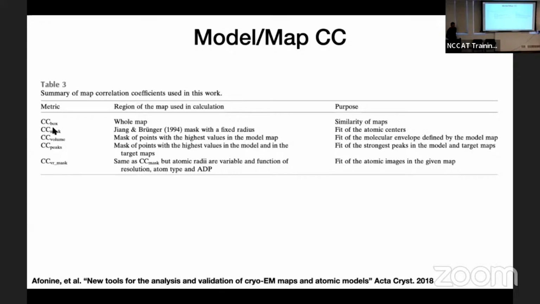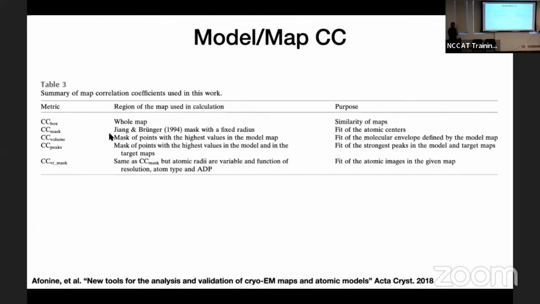There are a few different versions of these. I've got the reference here at the bottom, so perhaps I'll leave it to you to read a little more about these if you'd like to know more details. CC mask is probably the most widely cited one, and this essentially uses a mask around the model you've built and compares it with your map. Typical values for a well-refined structure are quite variable, but commonly in the 0.7 to low 0.8 range. This would vary from 0 to 1, so things from 0.7, 0.8, sometimes 0.6-something. But much below that, and you might start worrying.